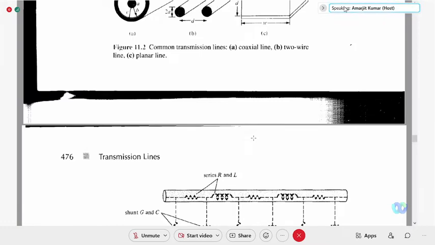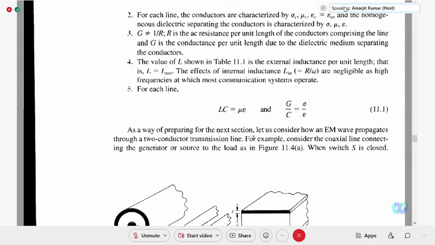That is the question. We had already done this for low frequency power lines. So what was the equivalent circuit, if you remember, in terms of primary constants R, L, G and C? R was the series resistance per unit line length, L was the series inductance per unit line length, G was the shunt leakage conductance per unit line length, and C was the shunt capacitance per unit line length. That you know.